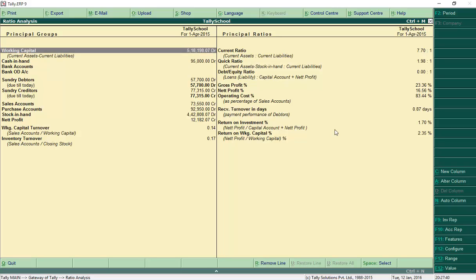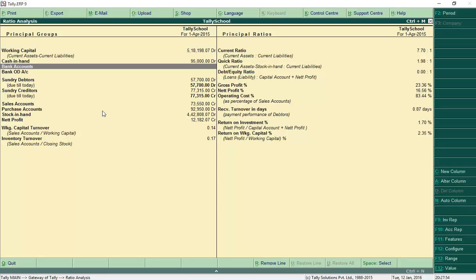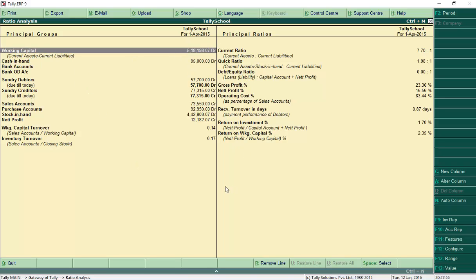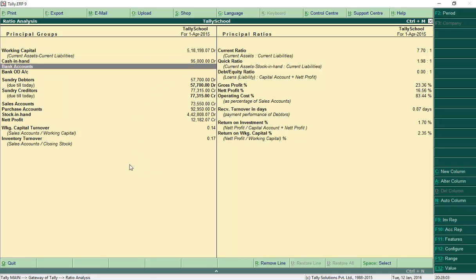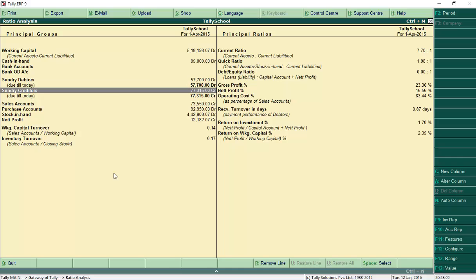So for example, this is working capital, and it is calculated as current assets minus current liabilities. So that is working capital. Yes, that's true. So we have working capital of 5,18,000. Cash in hand is 95,000. So that means the working capital you require for running your business is almost 5 lakh rupees. Sundry debtors due till today are 57,700. Sundry debtors, simple. Sundry creditors.